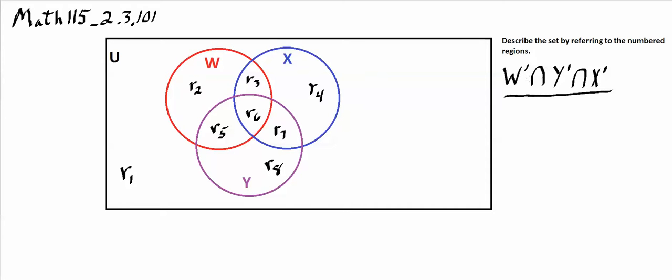But in order to do this, we have to understand that the primes here mean complements. So when we see this symbol here, we are defining the complement of the given set.